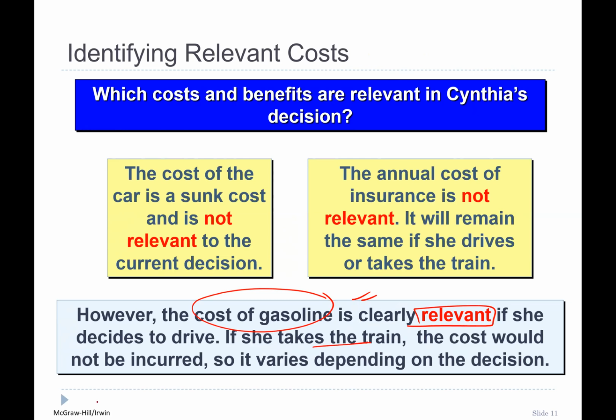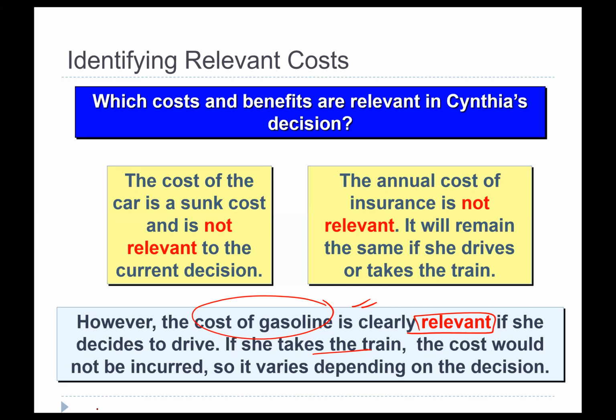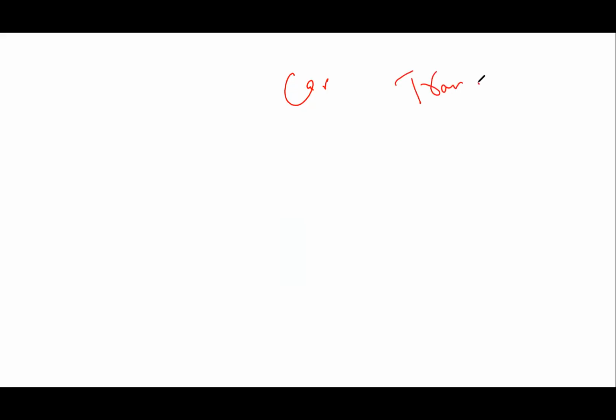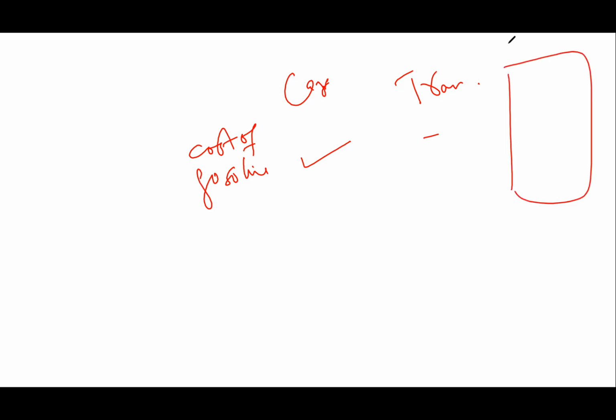So if you see the two, the differences through car and through train. If you go by car, then the cost of gasoline is going to be there, but in the train it's not going to be there. So the difference, yes, it's going to be there. For example, the cost is 230 multiplied by 0.1. Okay, just for reference, 23. And here is 0. So the answer would be 23 here. So that is the relevant cost, right?